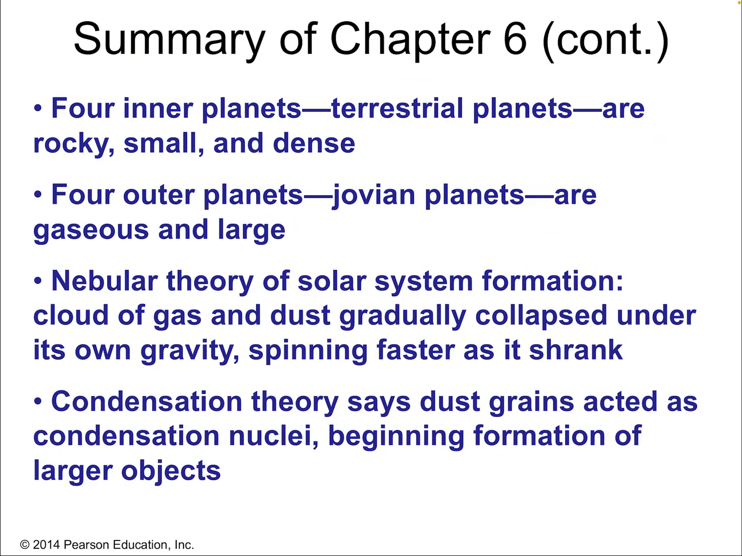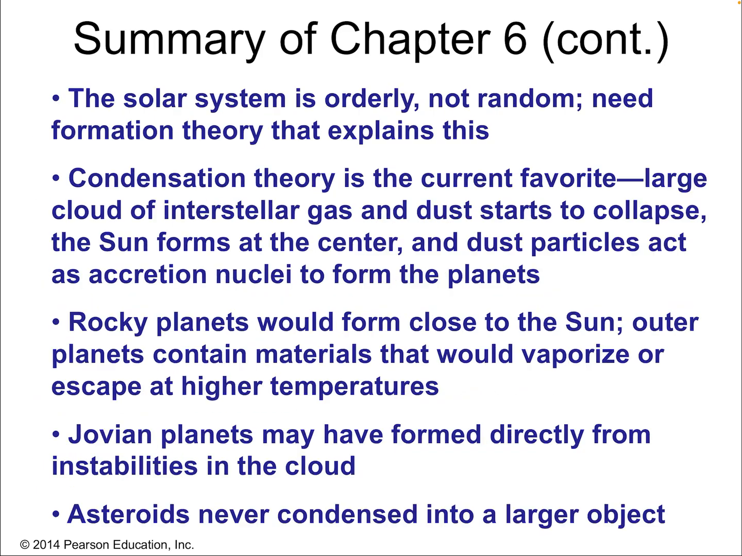Okay. The 4 inner planets are known as the terrestrial planets. They're rocky, small, and dense. Okay, because there was no ice there to contribute to their size. The 4 outer planets, the gas giants, are the Jovian planets. Okay, they're gaseous and large. The nebular theory of the solar system formation says that a cloud of gas and dust gradually collapsed under its own gravity, spinning faster and faster as it shrank. Okay, the condensation theory says dust grains acted as condensation nuclei, beginning the formation of larger objects.